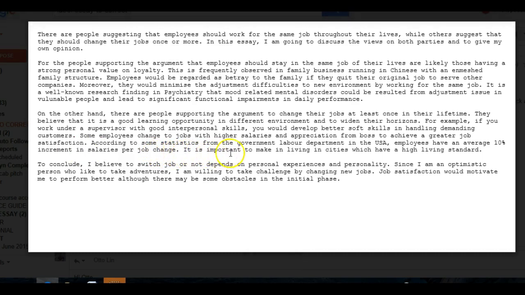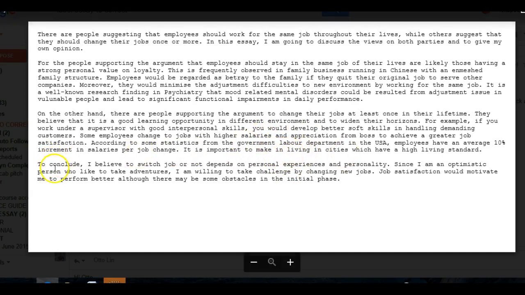It is important to make in living in cities which have a high living standard. I don't know what you mean here by this, "in living." So I'm not really sure. It is important to make a good living. It is important to earn a good salary. I'm not entirely sure. So when you do try to correct this essay, try to find an alternate expression here to make your meaning a little more clear.